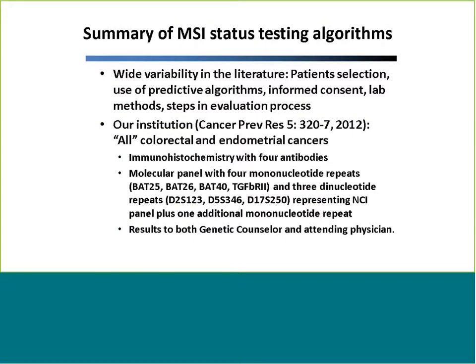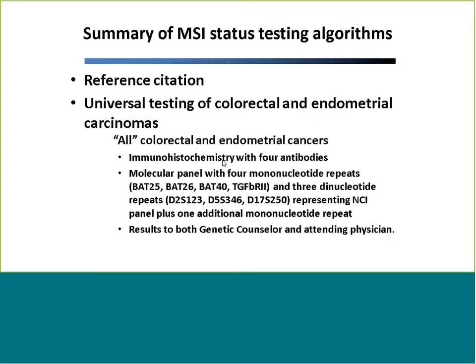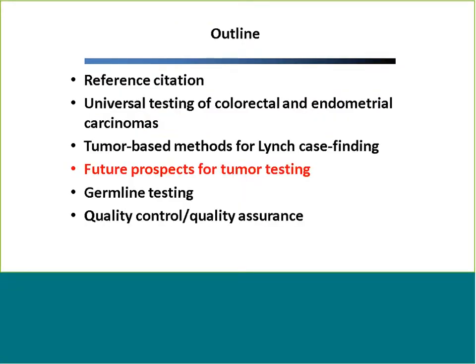And it would be very helpful if a decision could be made based on levels of evidence of how these ought to be done. And again, at our institution, we start with immunohistochemistry for the reasons that I explained, and then move to a 7-gene panel, and then reflex tests of the BRAF and methylation of MLH1 as needed.